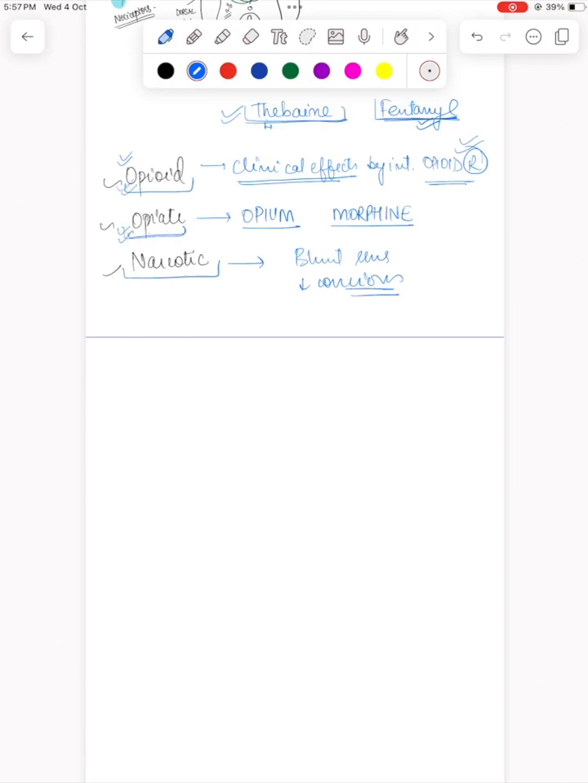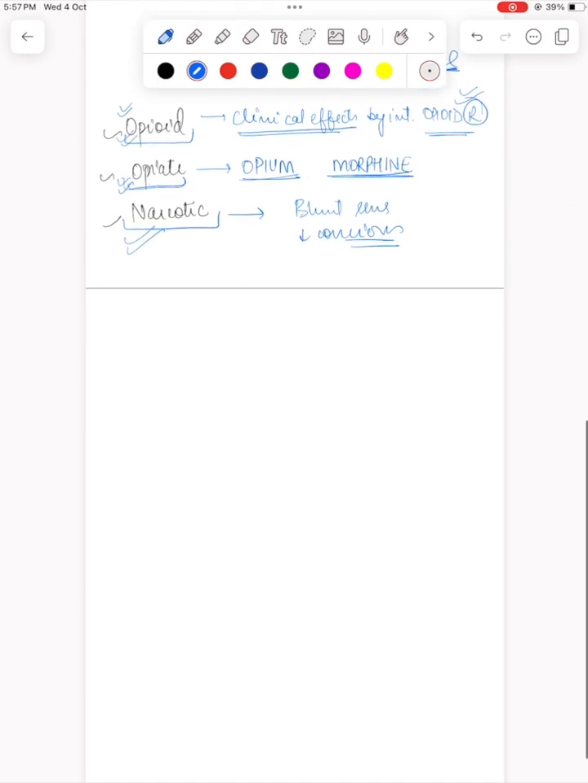Thebaine, on the other hand, is both an opioid as well as an opiate because it is derived from opium and it also structurally resembles morphine. In fact, it is known as a morphinian derivative. And both of them can be classified as a narcotic because they both blunt sensation and depress consciousness. So there is some confusion regarding these three terms, so I hope this kind of clears it up. Now, the term opium itself was derived from the Greek word opos.